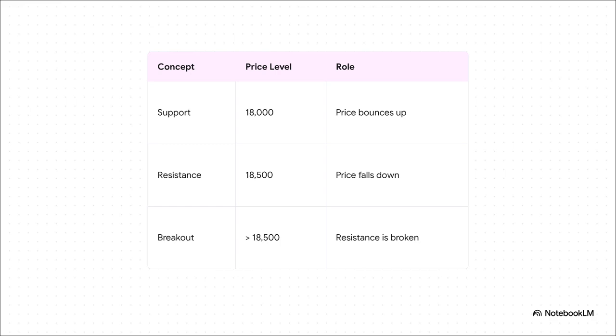Let's make this super clear with a simple example. Let's say Nifty keeps bouncing up every time it hits the 18,000 level. Okay, so that's its support. And every time it reaches 18,500, it falls back down. That's its resistance. Now, what happens if Nifty smashes through that 18,500 level and does it with a lot of trading volume? Well, that's what we'd call a confirmed breakout.